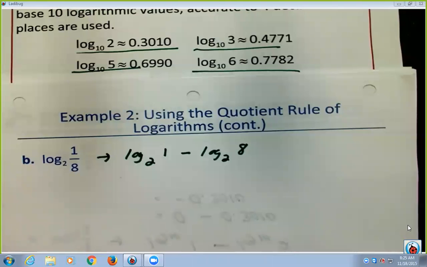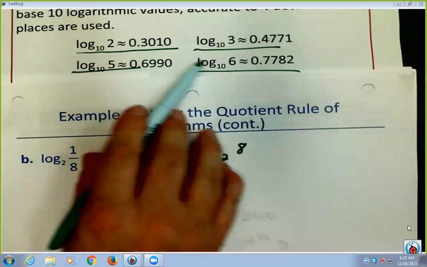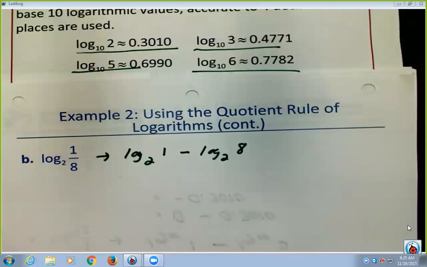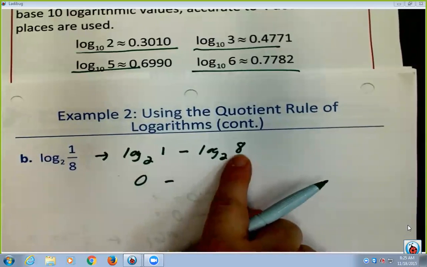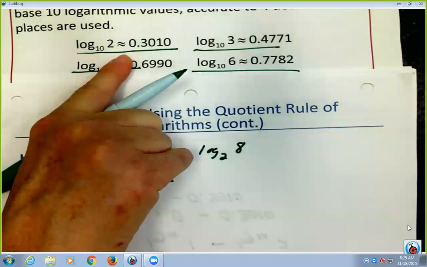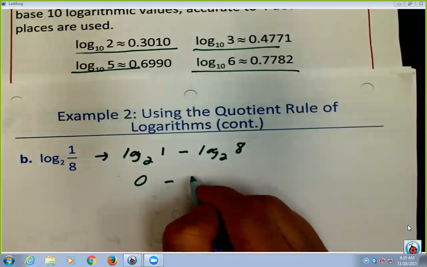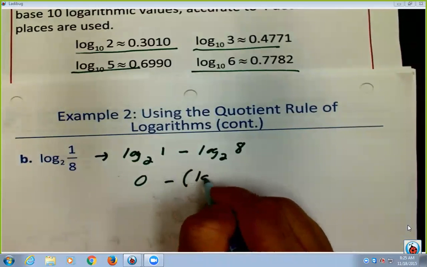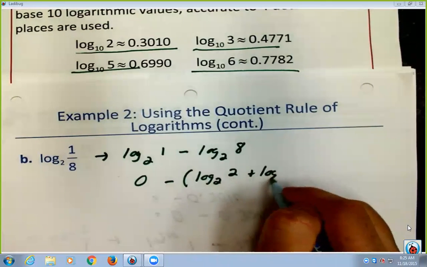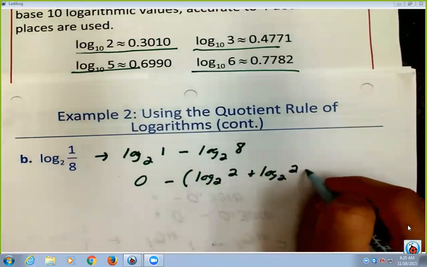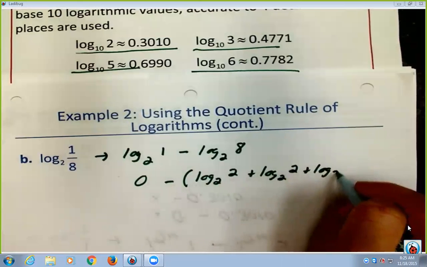And so what does it happen to become? Well, I don't have an 8 in any of my numbers up here. I know this is equal to 0, but 8 could be expanded into 2 times 2 times 2, correct? So if I expand that out, I need a parenthesis because it's going to be log 2, 2 plus log 2, 2 plus log 2, 2.